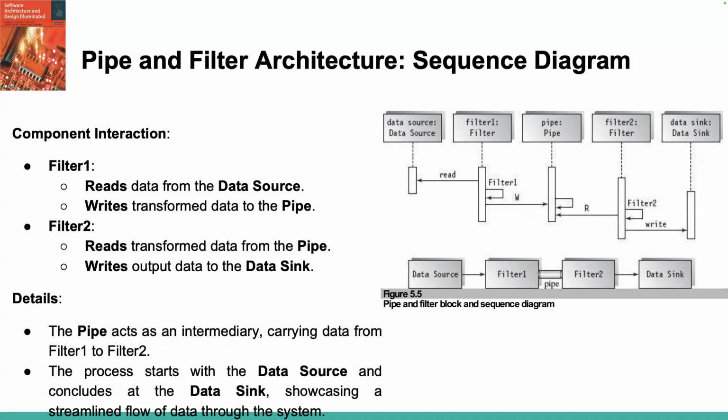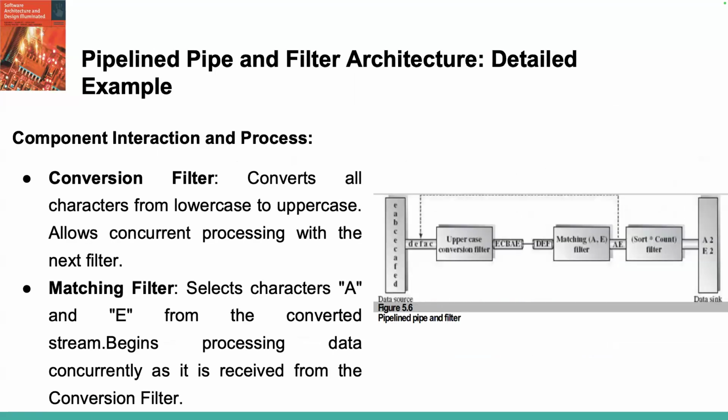Filter 2 then picks up the data from the pipe, processes it again, and sends it to the data sink. This sequence illustrates the smooth flow of data from start to finish, with each filter performing its task independently. To further illustrate the pipe and filter architecture, let's look at a more detailed real-world example.